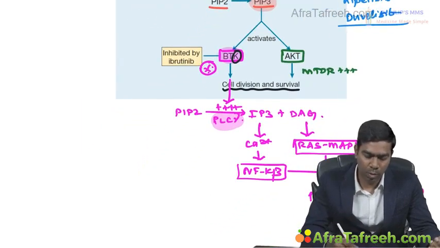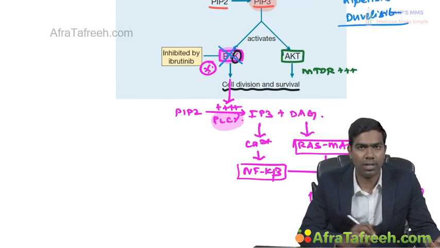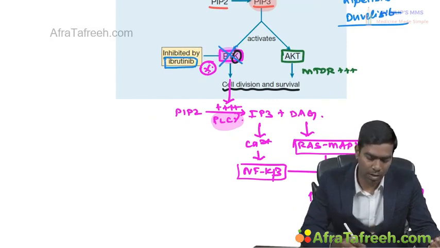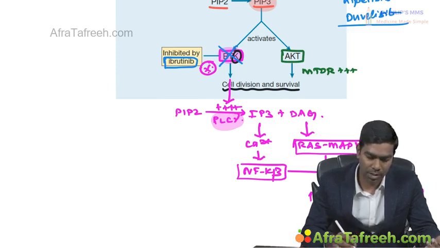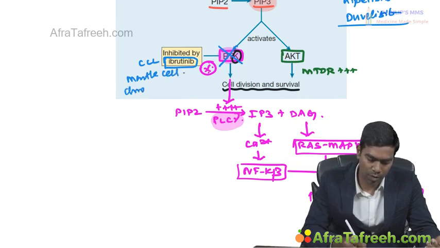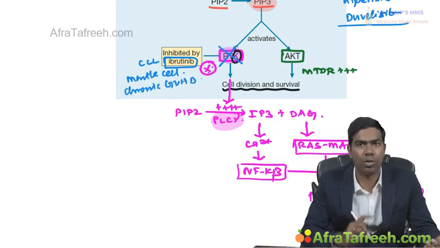And similarly, this Bruton's tyrosine kinase can be blocked by a drug called ibrutinib, which has multiple applications recently. For example, ibrutinib can be used for relapsed CLL. It is currently used for relapsed mantle cell lymphoma. Then it can also be used for chronic graft versus host disease. A lot of applications are there for ibrutinib right now.